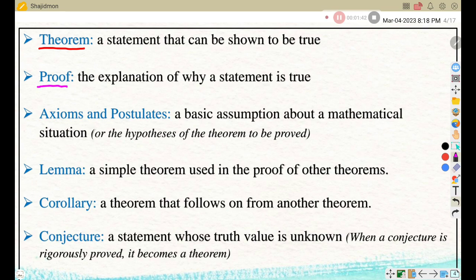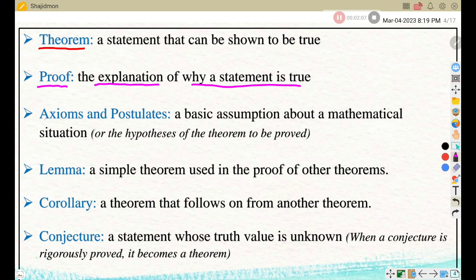Now, proof of a theorem. Proof means the explanation. If you are given a theorem, a mathematical statement, we need to prove it. What is the meaning of proof? It is just the explanation of why the statement is true. A theorem is always true, so we need to prove it. How do we prove it? By explaining how or why the statement is true. That is called a proof.